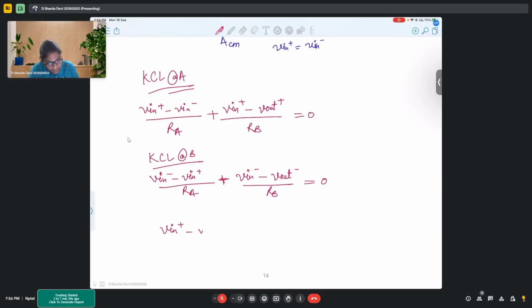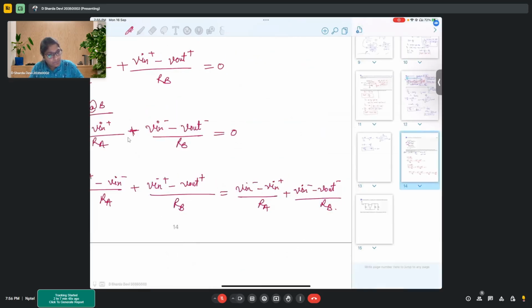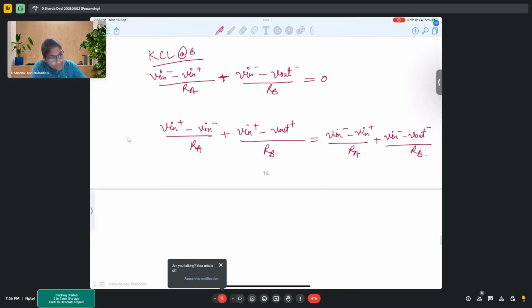Now, since both are equal to 0, we can equate both of them, correct? So Vn plus minus Vn minus upon Ra plus Vn plus minus V out plus upon Rb equals Vn minus minus Vn plus by Ra plus Vn minus minus V out minus upon Rb. So here, do you see anything in common?